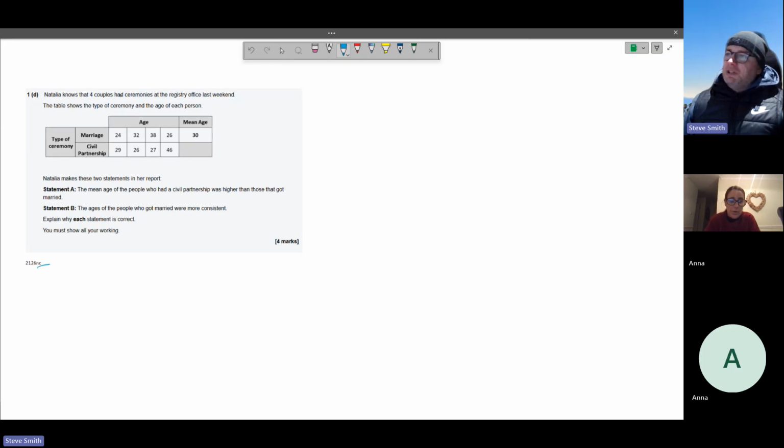Natalia knows that 4 couples had ceremonies at the registry office last weekend. The table shows the type of ceremony and the age of each person. Natalia makes these 2 statements in her report. The mean age of people who had a civil partnership was higher than those that got married. And then the ages of people who got married was more consistent. So when we talk about range, we're saying lower equals more consistent.